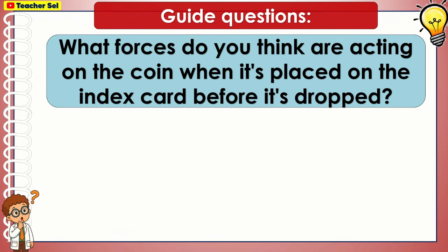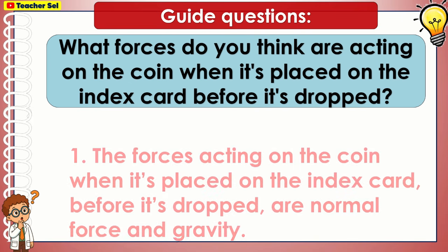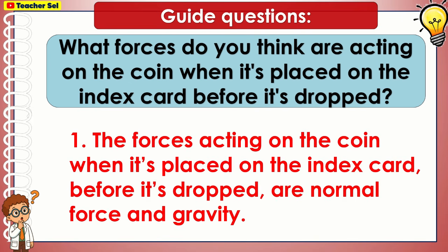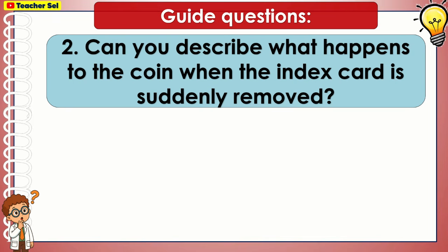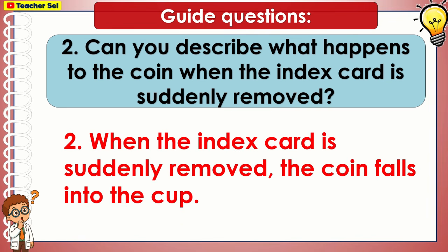What forces do you think are acting on the coin when it's placed on the index card before it's dropped? The forces acting on the coin when it's placed on the index card before it's dropped are normal force and gravity. Can you describe what happens to the coin when the index card is suddenly removed? When the index card is suddenly removed, the coin falls into the cup.